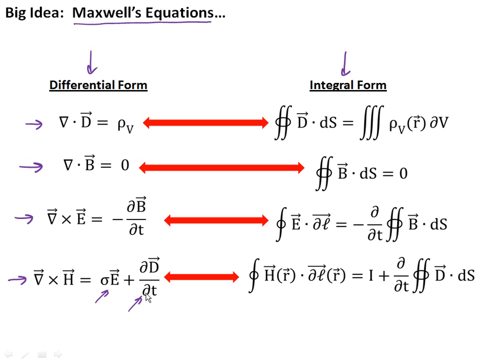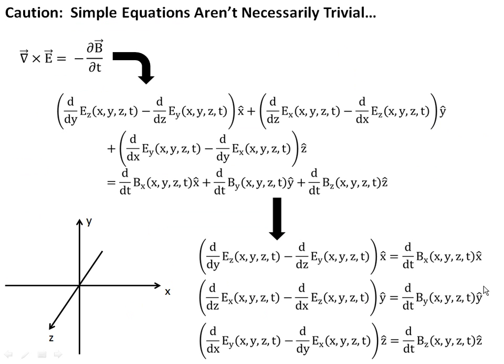The integral forms of these are exactly the same thing. Gauss's law expressed as integrals, no magnetic monopoles, Faraday's law expressed in integral form, and again, Ampere's law with both of our definitions of current. It's important that even though Maxwell's equations, especially in their differential form, are pretty short and look pretty simple, when you expand these things out in full Cartesian coordinates, you see things necessarily aren't trivial.